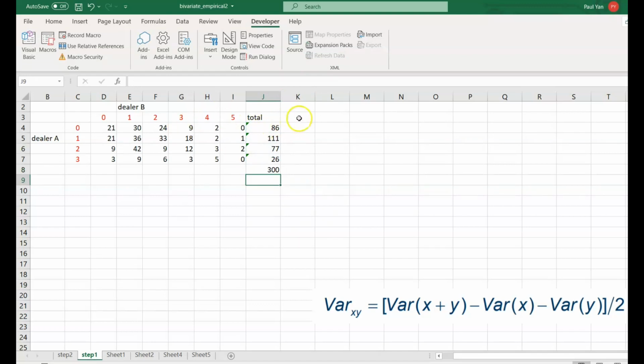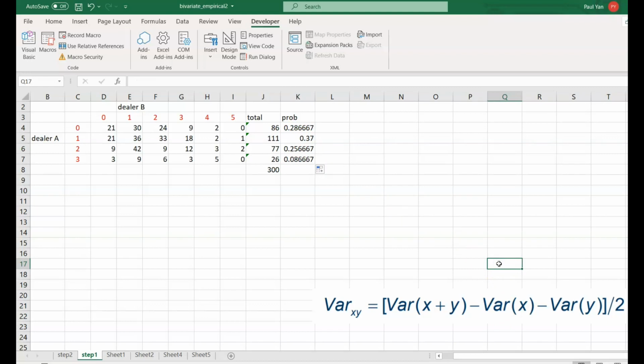Okay, so let's look at probability. The probability will be 86 days over 300 days. Okay, so there are 28.6%. We have to hit F4 to lock the total, and then we get all the probability.